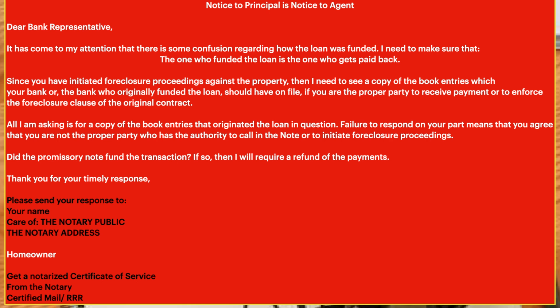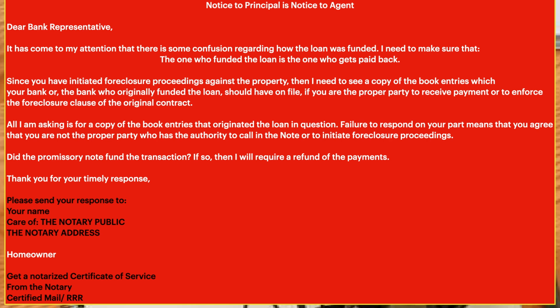All I'm asking is for a copy of the book entries that originated the loan in question. Failure to respond on your part means that you agree that you are not the proper party who has the authority to call in the note or to initiate foreclosure proceedings. Did the promissory note fund the transaction? If so, then I will require a refund of the payments. Thank you for your timely response.